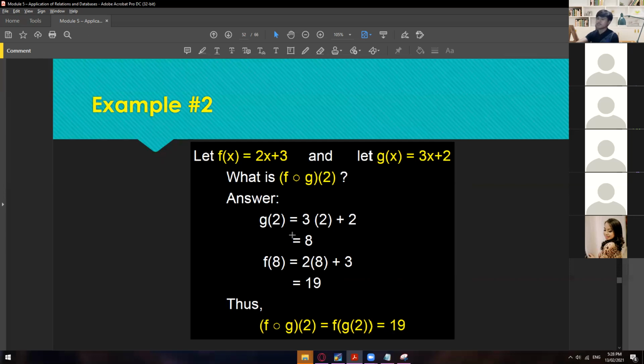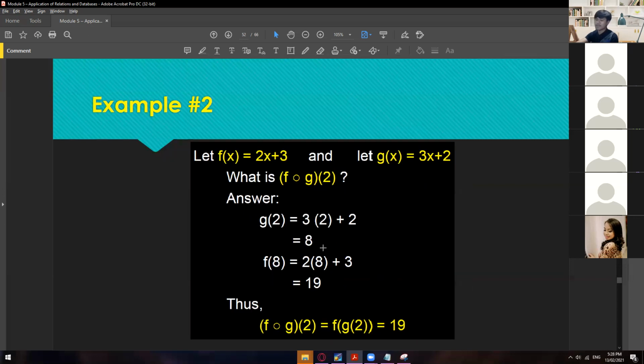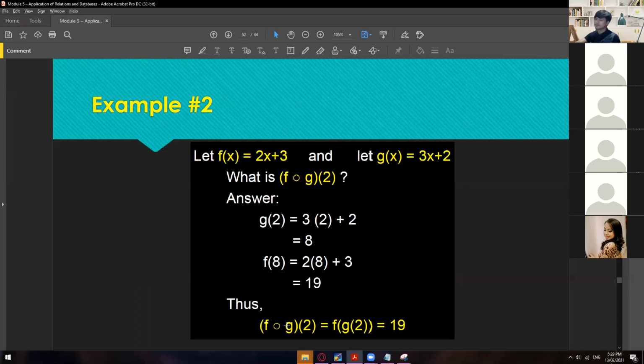But with solutions, you have to follow just like what we did in here, or just like this one. We have the same process. So g of 2 first, followed by f of 8. But in here, it wasn't one shot. All right. Anyway, so were you guys able to follow the solution and the answer? Yes, sir.